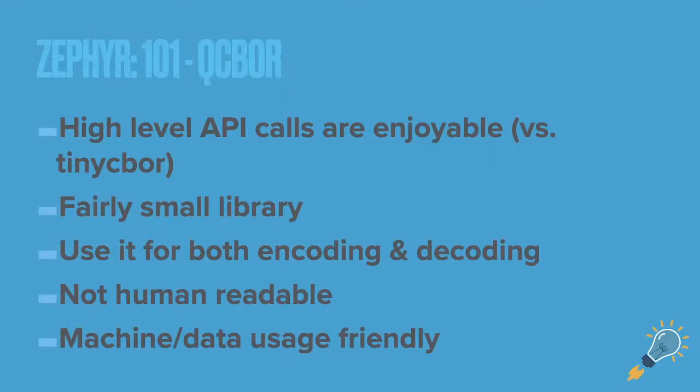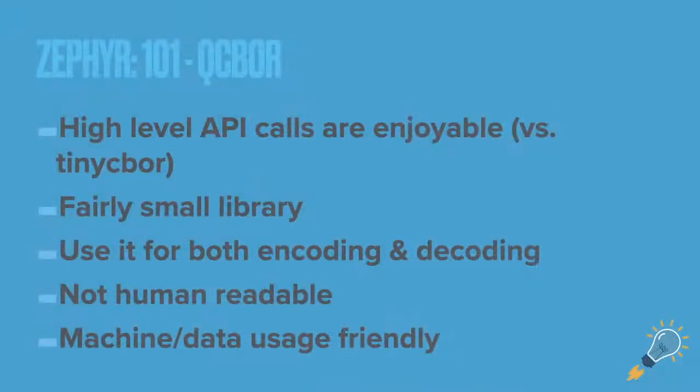So that's cJSON in a nutshell, just encoding a very simple blob of JSON. Now what we're going to do is encode that same data using QCBOR.